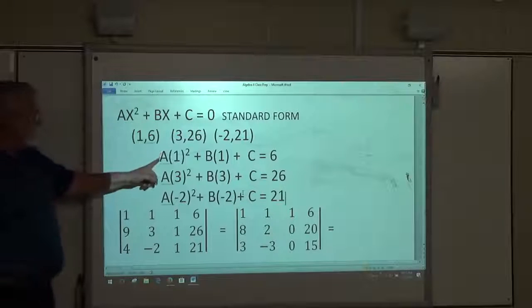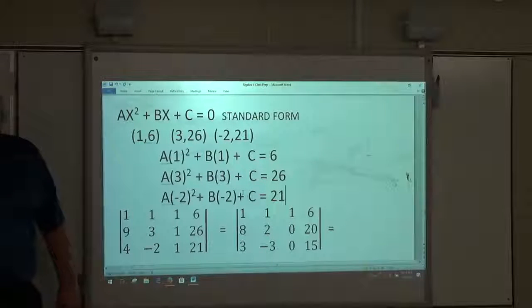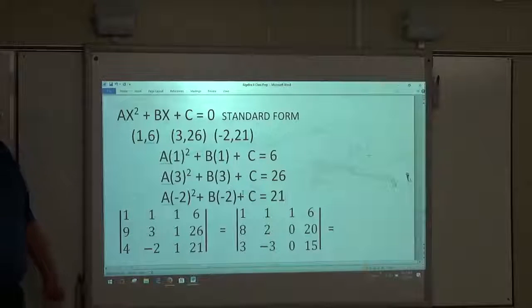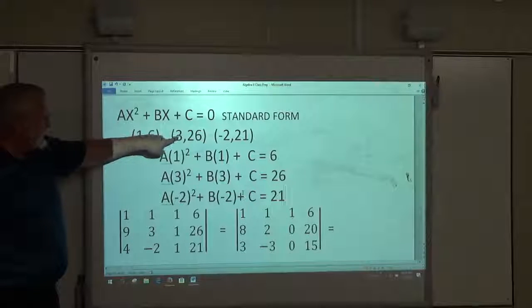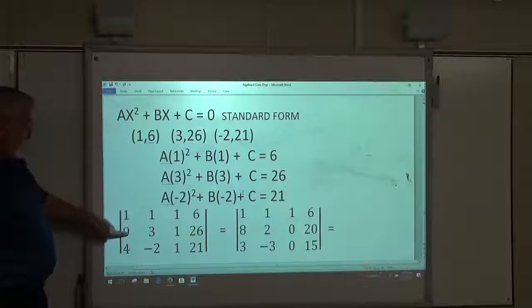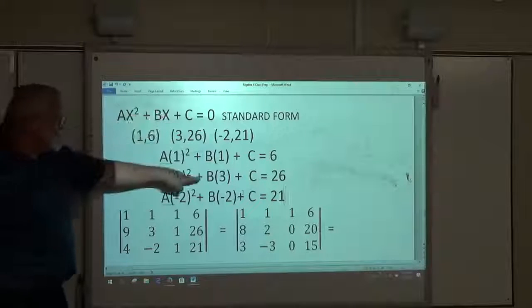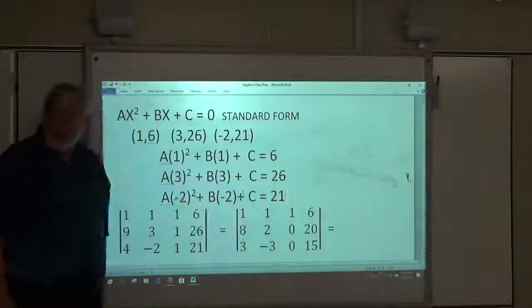Now, how many variables do I have? 3. That means I need 3 equations. So they gave us 3 points, aren't they nice? So kind of them. Okay. Now let's do the same thing with 3. If this is 3, what's 3 squared? 9. Okay? And this would be just plain 3 times x plus c equals the y of 26.